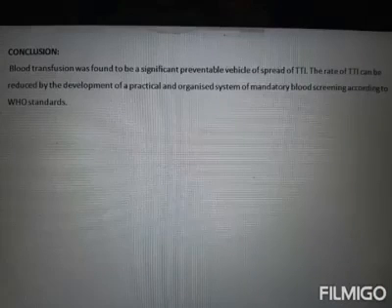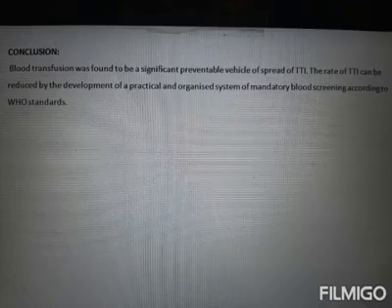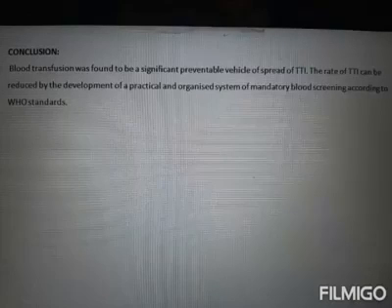Conclusion: the rate of transfusion transmissible infection can be reduced by the development of a practical and organized system of mandatory blood screening according to World Health Organization.